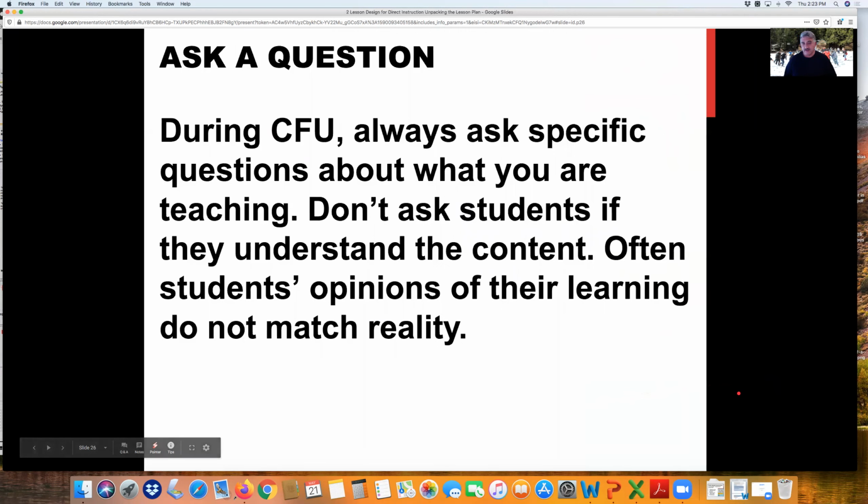Ask a question. During CFU, always ask specific questions about what you're teaching. Don't ask students if they understand the content. If you ever say, do you guys get it? Students are going to say, yeah, we got it, teacher. In reality, their opinion doesn't match their learning many times.